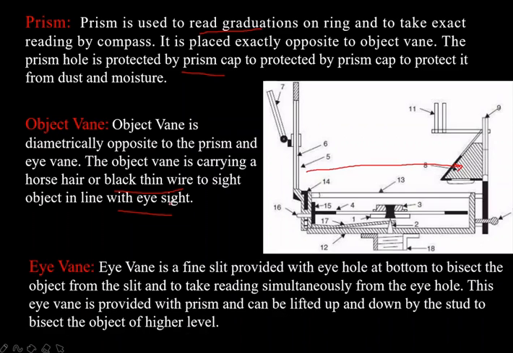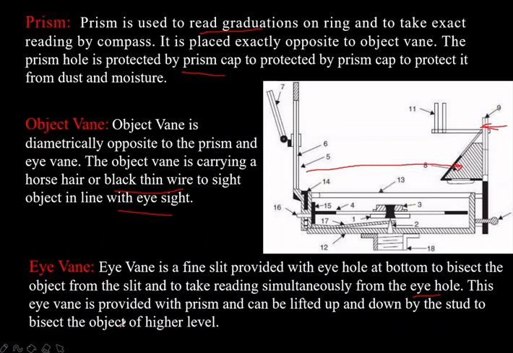Next comes your eye vane. The eye vane is a fine slit provided with a hole at the bottom to bisect the object from the slit and to take reading simultaneously from the eye hole. Whenever we are sighting, this is the eye vane, where the slit is provided. We have to bisect the object from the object vane. First we have to see through this object vane, and after seeing through it, we have to bisect the object.